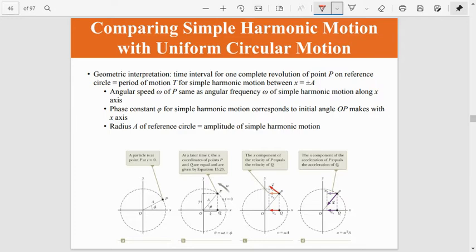Now, when comparing the movement of the shadow, which is a harmonic oscillator, with the speed of the point P moving along the circle, it turns out that the angular frequencies are equivalent. And also the phase constant is equivalent. So whatever angle point P starts at when it starts moving in circles, that's going to be the phase shift for the shadow. And also the amplitude of oscillations is going to be the radius of the circle.